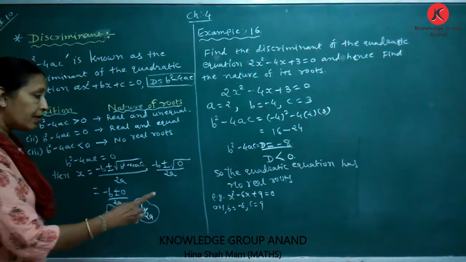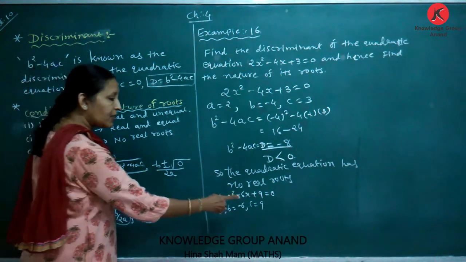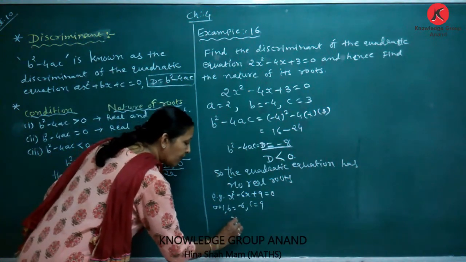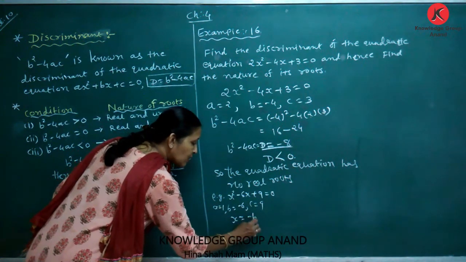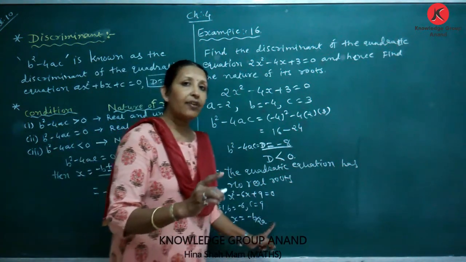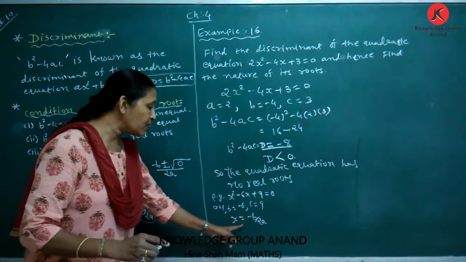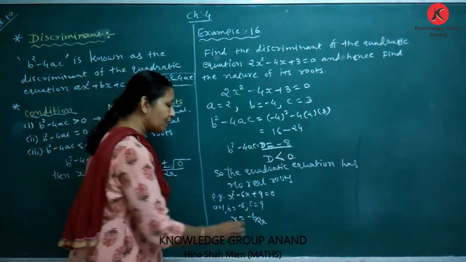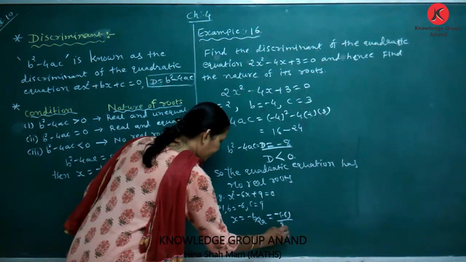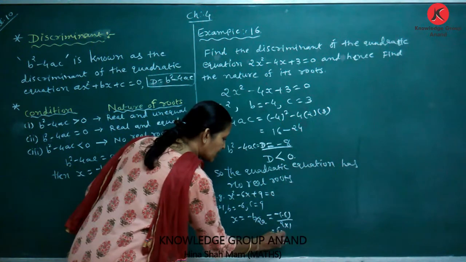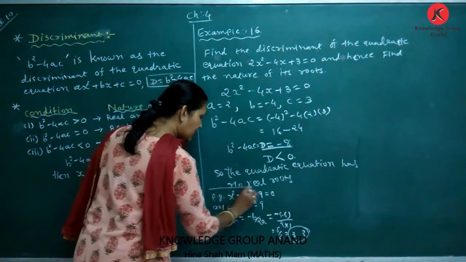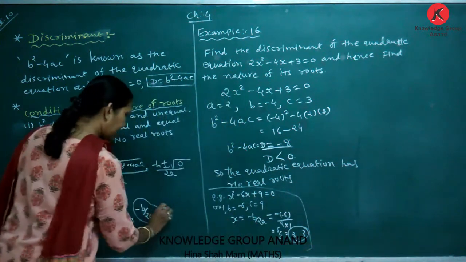First we find the discriminant, D = b square minus 4ac, and D = 0. Then we know our normal formula, x = minus b upon 2a. When is this formula used? When our discriminant becomes 0, then we use this formula. x = minus b upon 2a = minus 6 upon 2 into 1 = 6 upon 2 = 3. What is its root? Its root is 3.